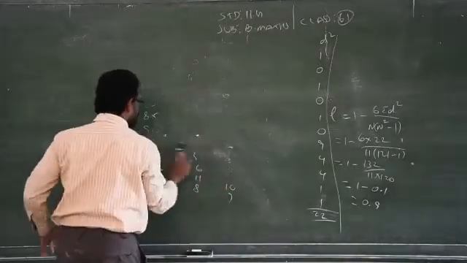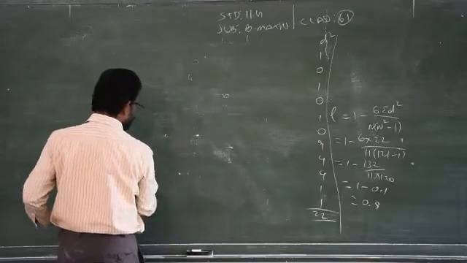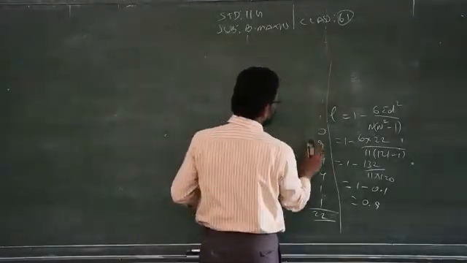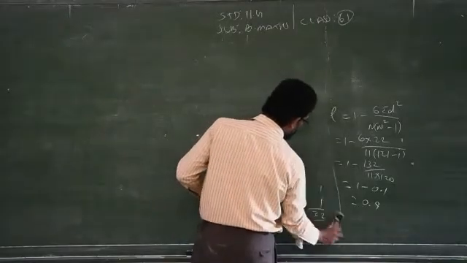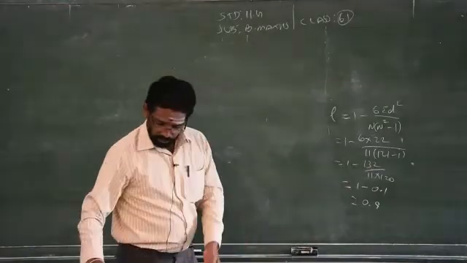Clear? Sometimes they will give the rank itself. In such a case, no need to take, no need to find rank. When the rank is given in the question, so straight away you can find out D and D square. Then you substitute in the same formula. Clear? Now to see the question number.